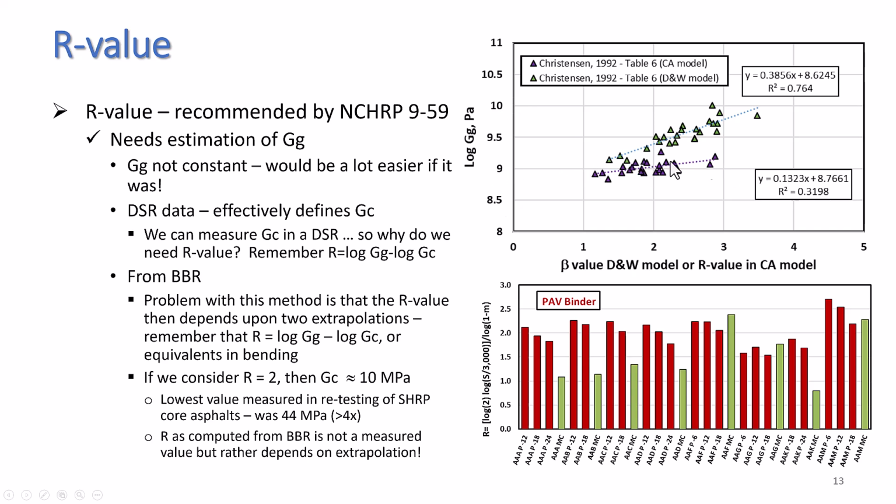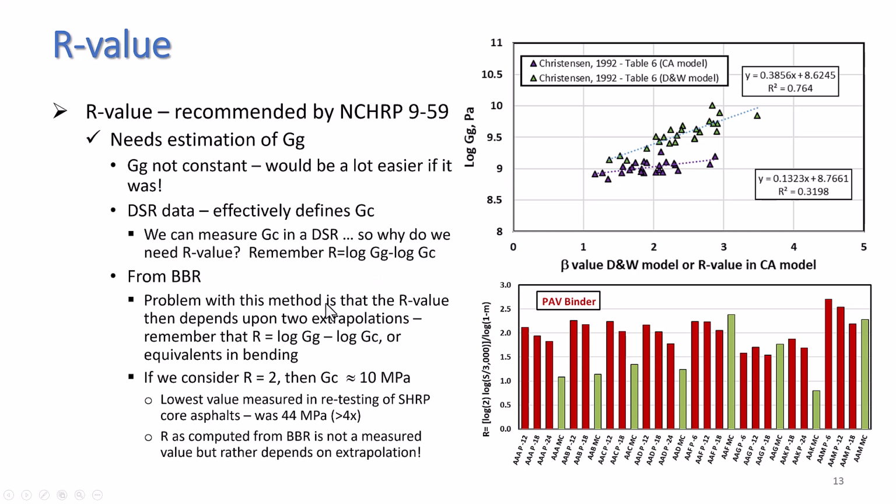And you can see there's a clear trend in terms of the log of the glassy modulus. The Christensen-Anderson data has a lower trend line, and the average is about 9. Dickerson and Witt has a little bit higher. I'll explain why this occurs in a minute or two. What we can see is that these values are not constant. And if we remember that R is basically the log of the glassy modulus minus the log of the crossover modulus, this causes us a problem if we use a constant value for the glassy modulus.